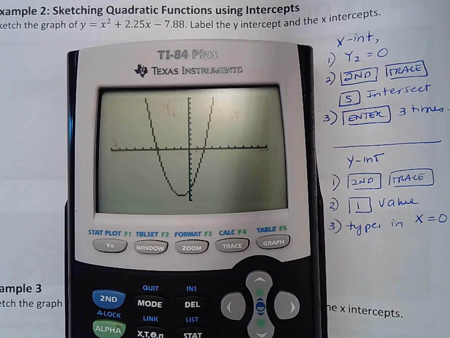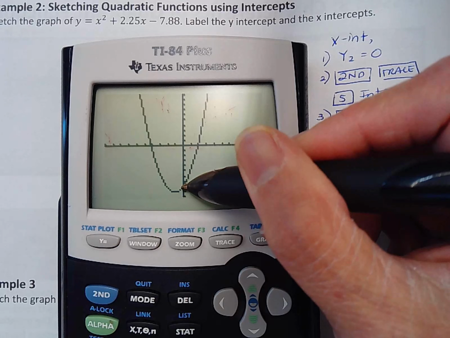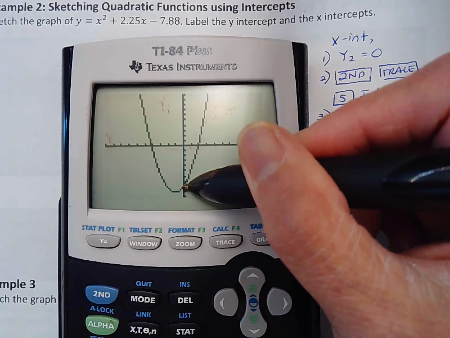I'm going to ask you this. How many y-intercepts do you see? Just one, right? One y-intercept. So that's this one here. This is the y-axis. The y-intercept is where the graph and the y-axis meet.